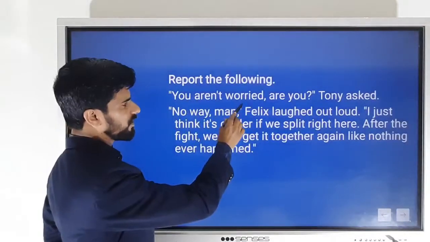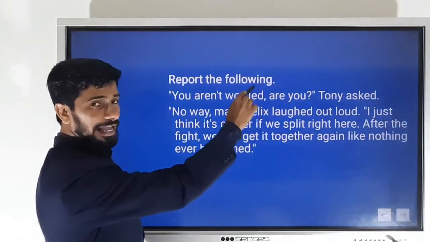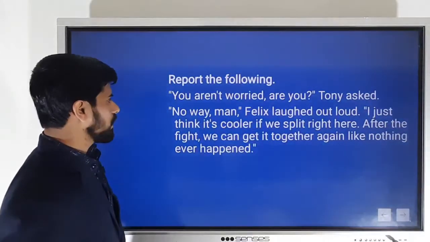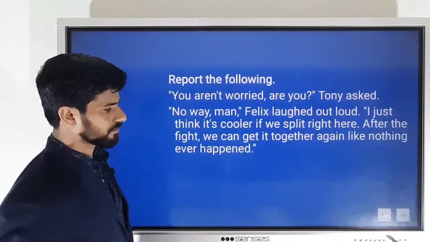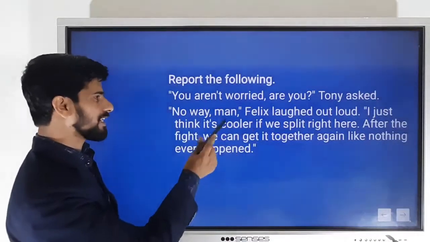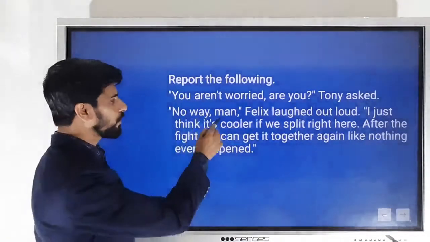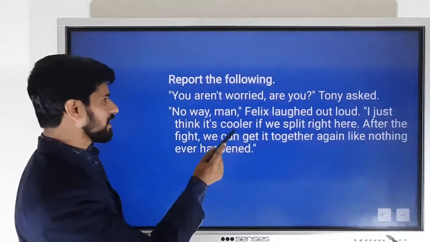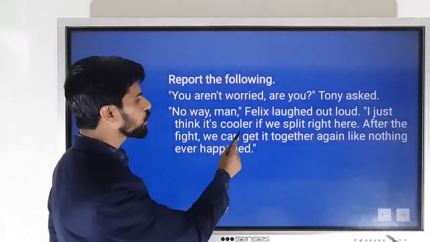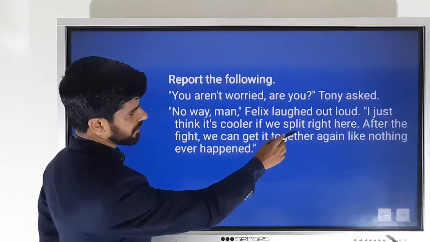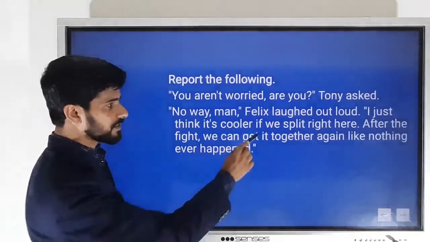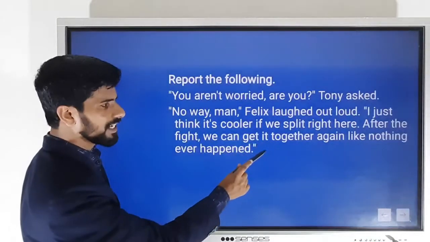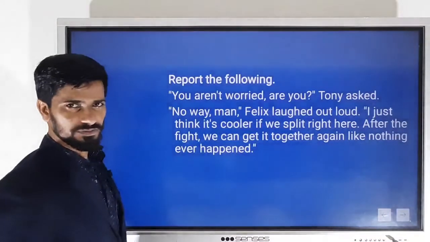So if he was worried or not, this negative comes when you add "or not" there. Okay, so if he was worried or not. "No way, man," Felix laughed out loud. Felix laughed out and said that, and denied. "No way, man." So you can write "and denied," "laughed and denied," and added that he just thought it was cooler if they split right there. If they split right there, after the fight, they could get it together again like nothing ever had happened.